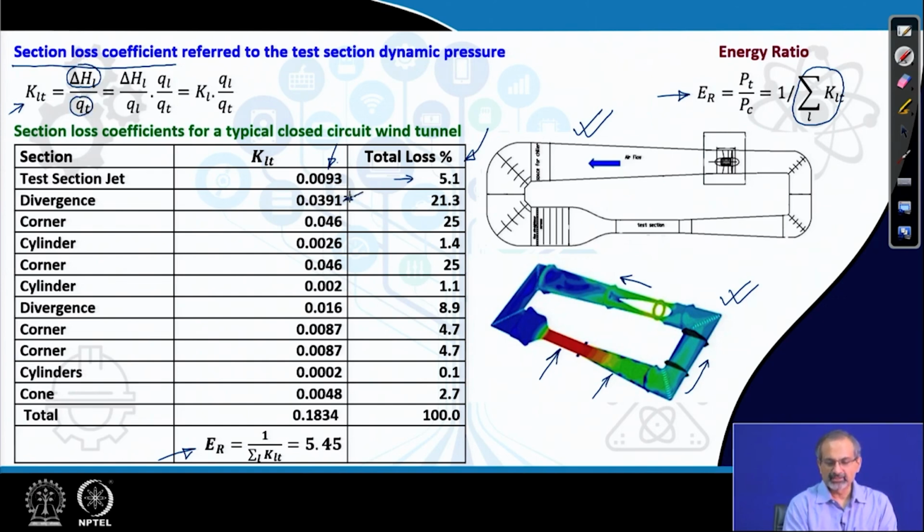As you move into the diverging section after the test section, you can see that the loss is significantly larger than what you have in the test section jet, and that accounts for almost 4 times the loss, about 21%. That happens to be one of the largest losses. A still higher loss is incurred at the corner here, and remember that in the test section the flow was at the highest possible velocity within the wind tunnel circuit, and then it was gradually slowing down in the diffuser following the test section and then turning.